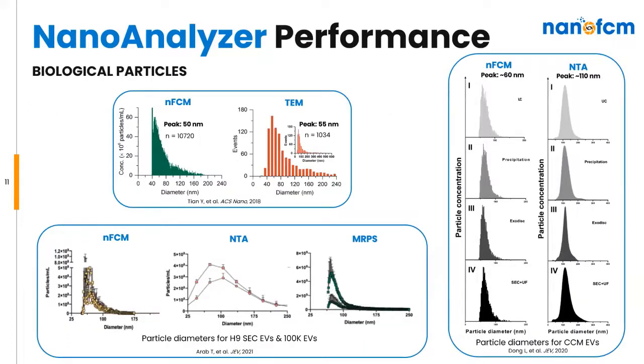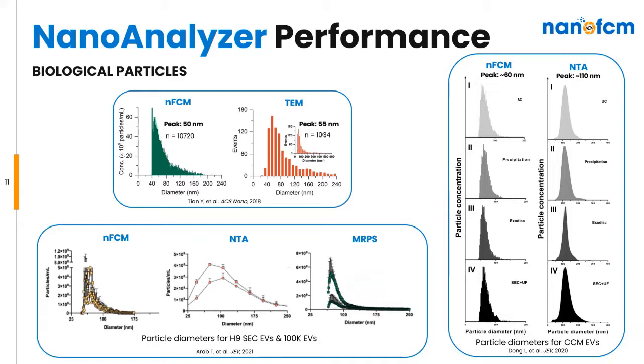A further look at how the Nanoanalyzer measures up against other technologies with regard to physical characterization of EVs. In the top panel, the Nanoanalyzer compares favorably to cryo-TEM, and this highlights that heterogeneous EV samples can be accurately measured by nanoflow cytometry to comparable levels to TEM, but with greatly improved analysis times.